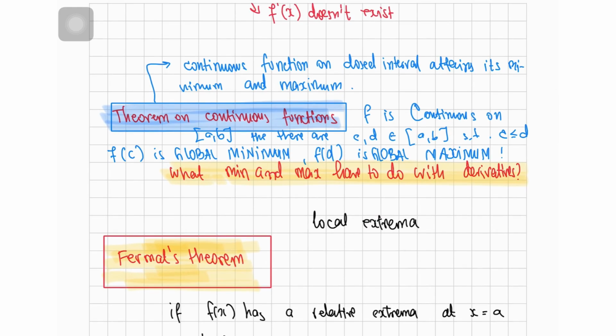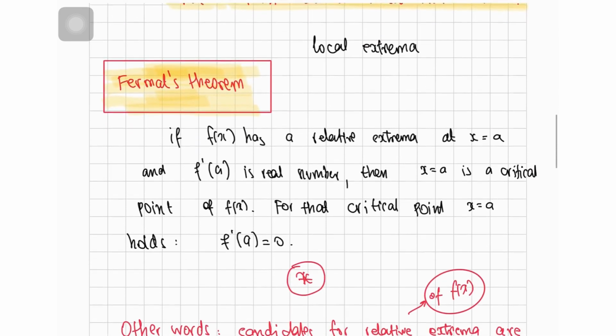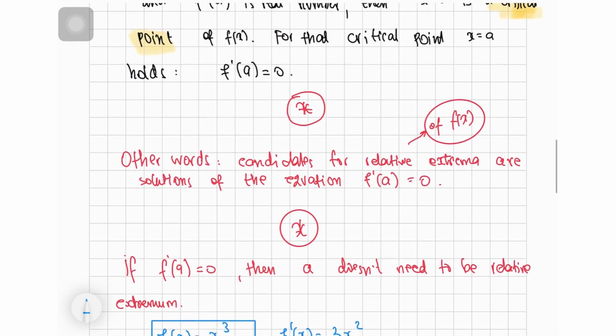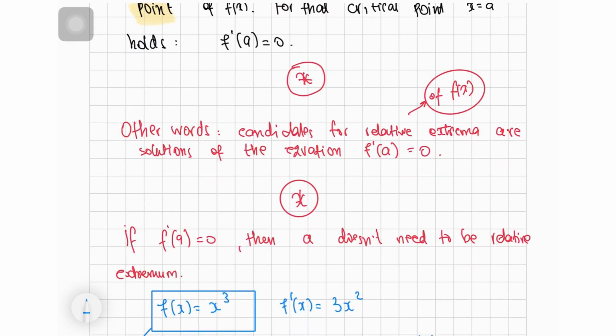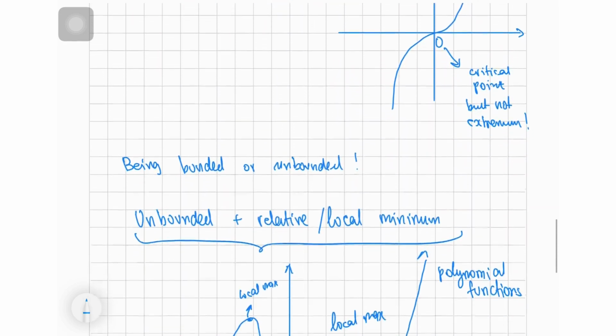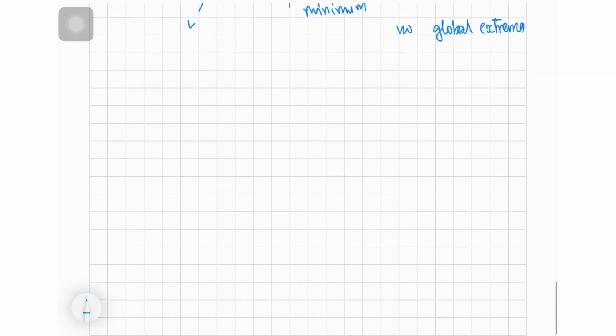We also have seen the theorem on continuous function, and we have seen the Fermat's theorem, which again is related to the critical points. You can see it is a statement about critical point. So the conclusion of that video was that candidates for relative extrema are the solutions of the equation f prime equals 0, and also the points where the first derivative doesn't exist. We'll go into further details, deeper into this now.